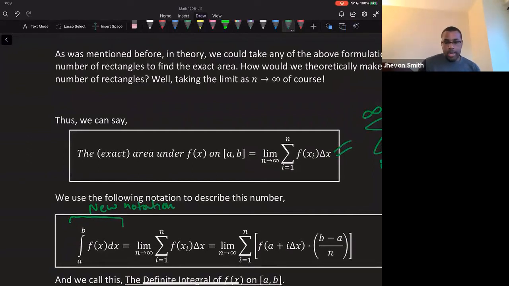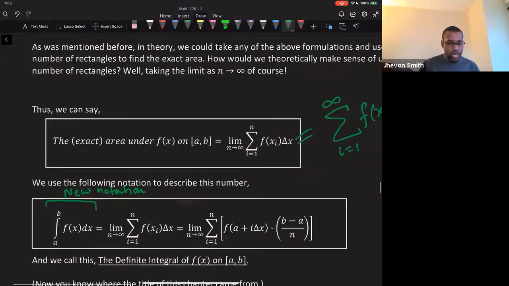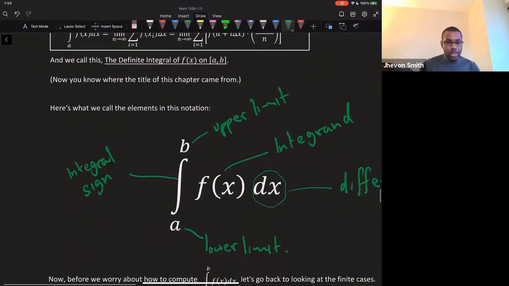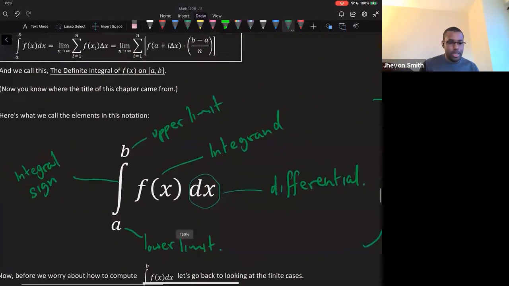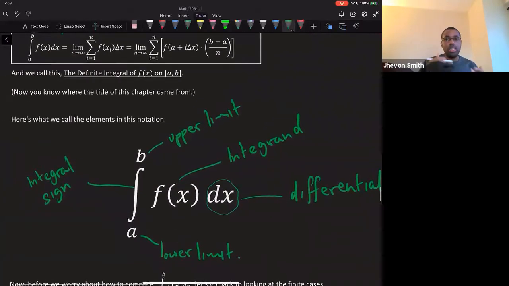Okay. And this is called the definite integral of f of x on [a, b]. So that's what it's called. This is the new notation, which I should describe to you here. This thing is called an integral sign because the process of actually computing this area is called integration. We'll talk a little bit more about that.